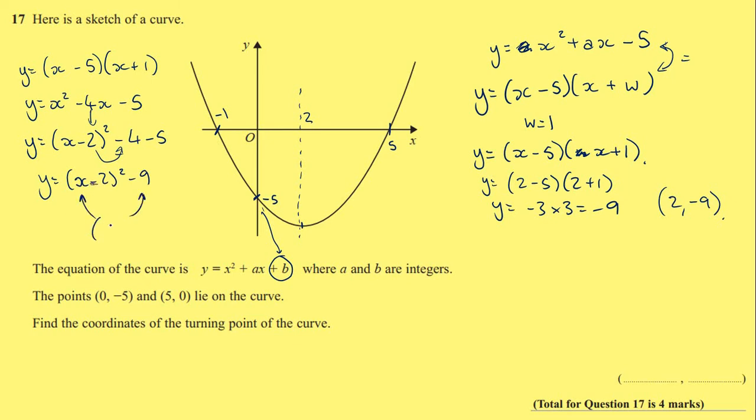From here you get the opposite of this sign. If it was a minus, we're going to end up with 2, and here you get negative 9. There's your turning point. There's 2 nice ways to do it, and they're pretty easy.